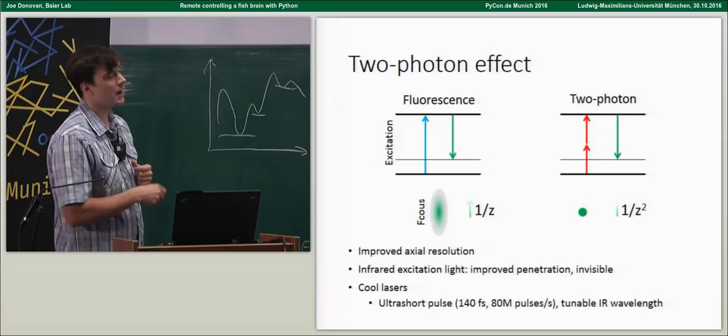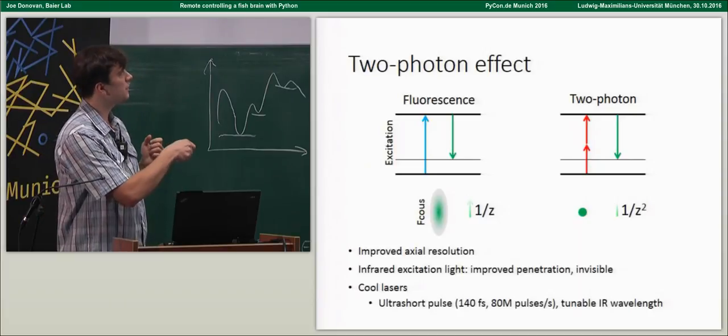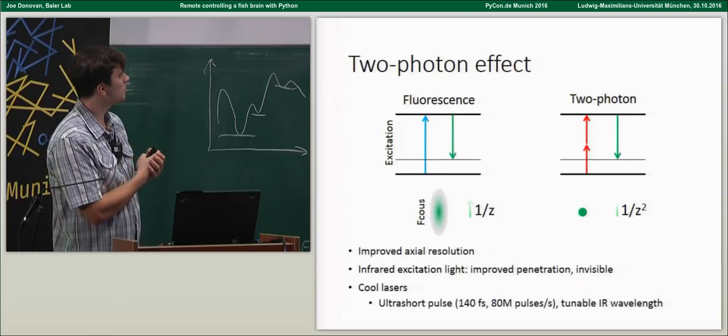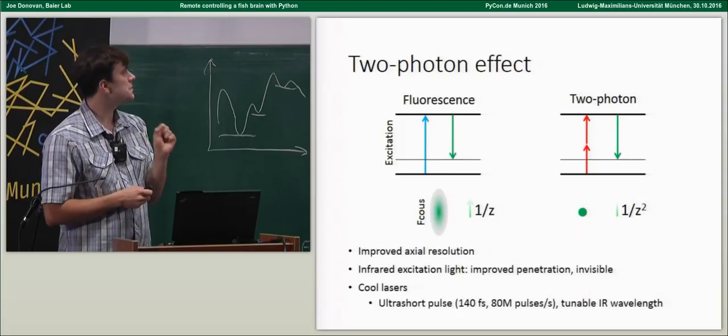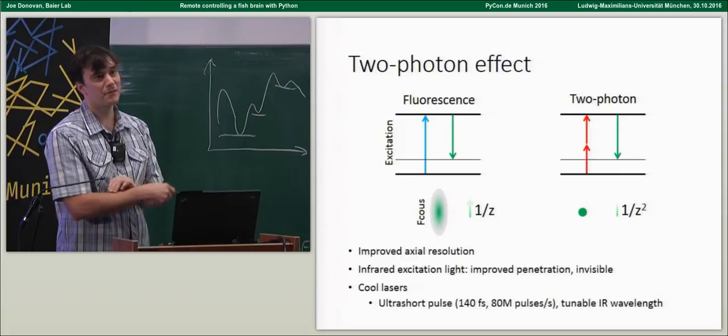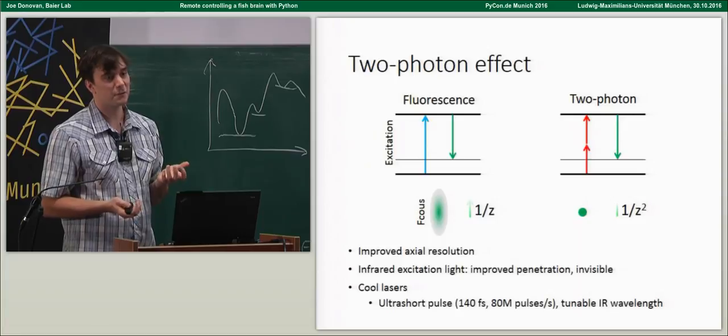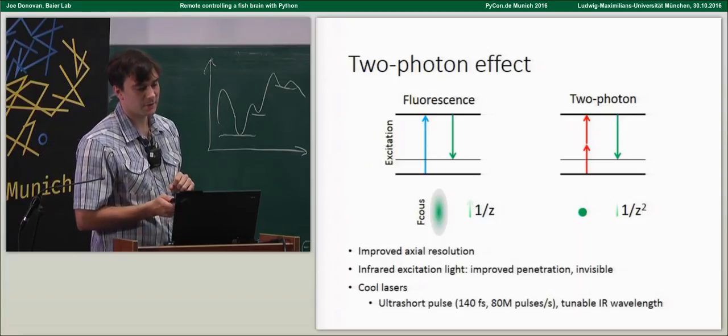And the lasers we use are actually really cool. Because this is now second order, the timing of the laser matters, and so it only works practically if you compress the laser energy into very short pulses, so only 140 femtoseconds, and then 80 million pulses per second. And the lasers are also tunable in wavelength, which is pretty unusual.